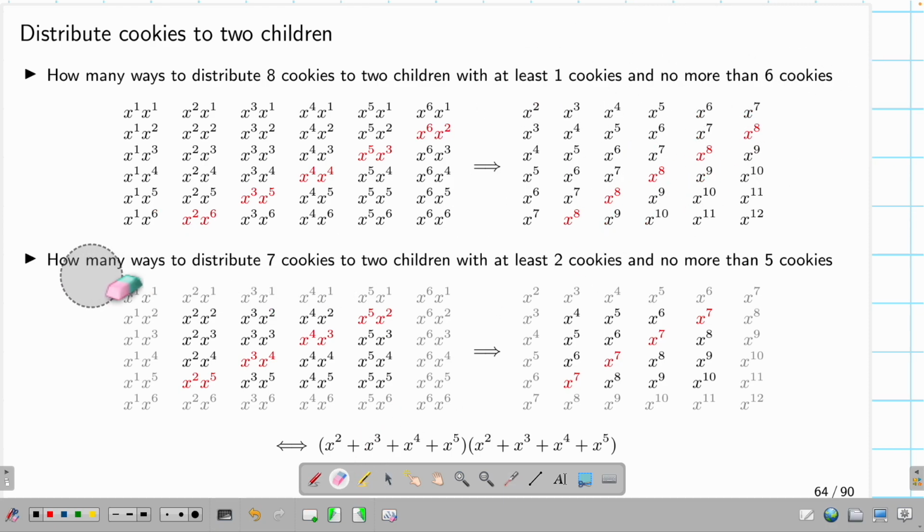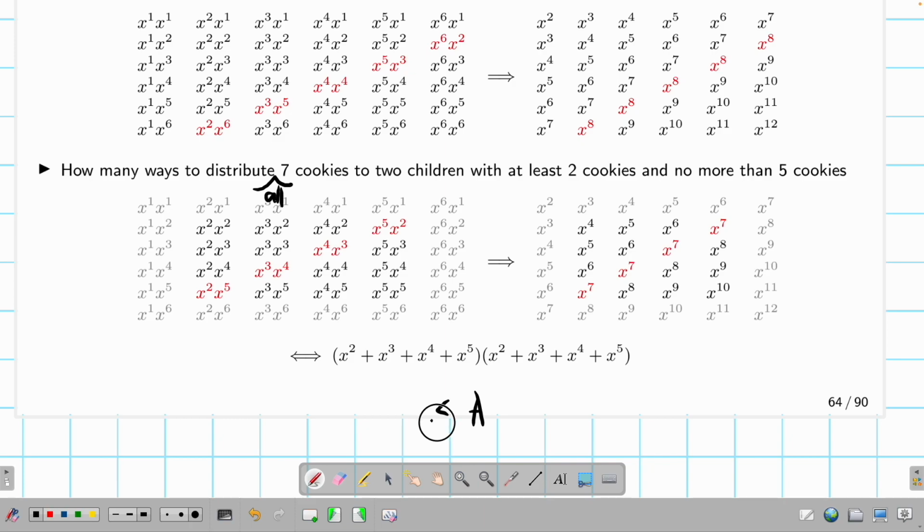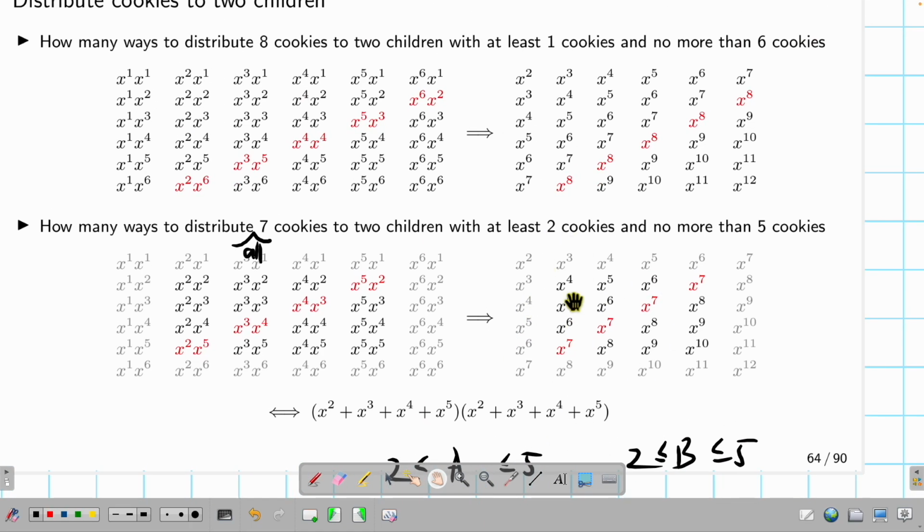Okay, second example. How many ways can I distribute 7 cookies? Okay, let me make it clear. All 7 cookies to 2 children with at least 2 cookies and no more than 5 cookies. That means in this example, A is at least 2 and at most 5, and B is at least 2 and at most 5. First of all, there are 7 cookies, so I can only look at the diagonal with 7. But at least 2 cookies, no more than 5 cookies. So this one, no way, because 6 cookies is more than 5. 1 cookie is less than 2.